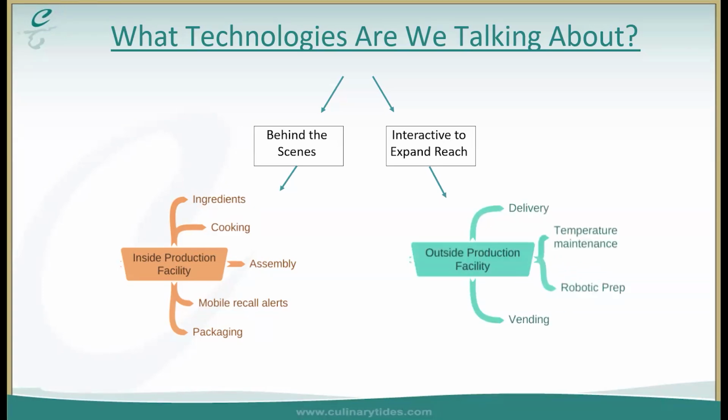Consumers interacting directly, this could be delivery, right? So how is this product being delivered? Temperature maintenance, that could be hot or cold, and it could be to your client or it could be to the consumer directly. Also robotic prep, showing up in the home, but also in restaurants, and vending, of course, which is very prevalent now in hotels, airports.